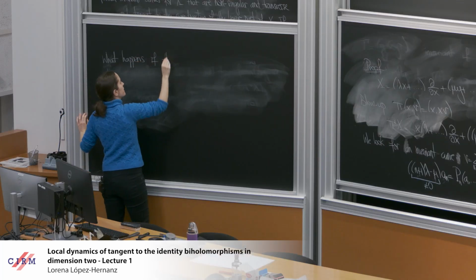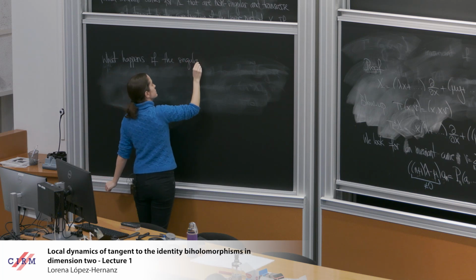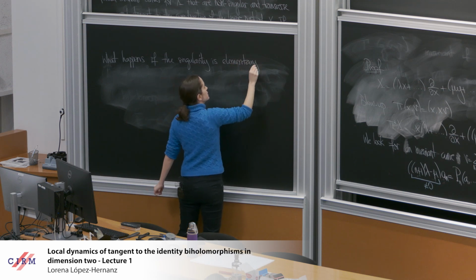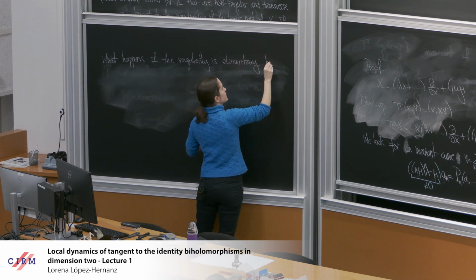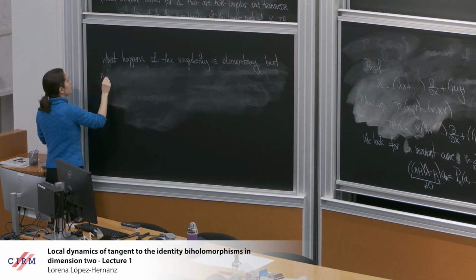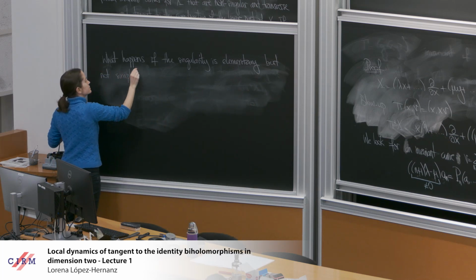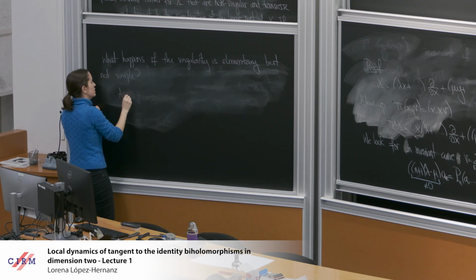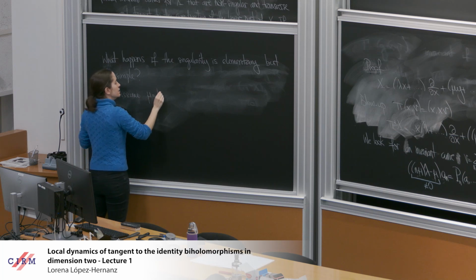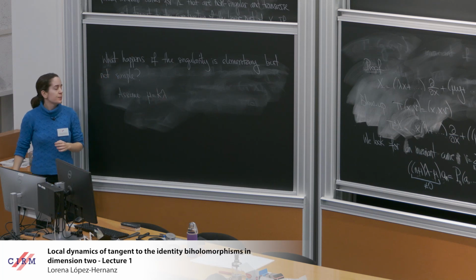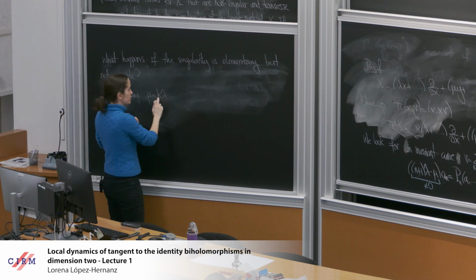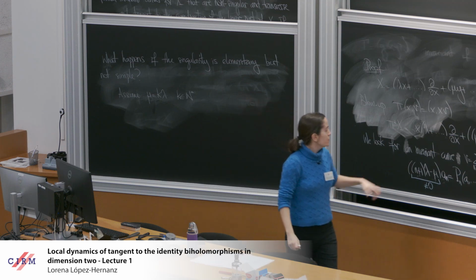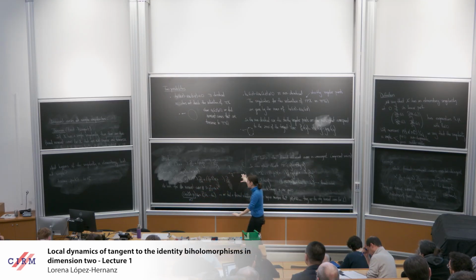If the singularity is simple, is elementary, sorry. So one non-zero eigenvalue, but not simple. Okay, so assume, for instance, that mu is a multiple of lambda. Okay, so we can do this exact computation in one of the cases.